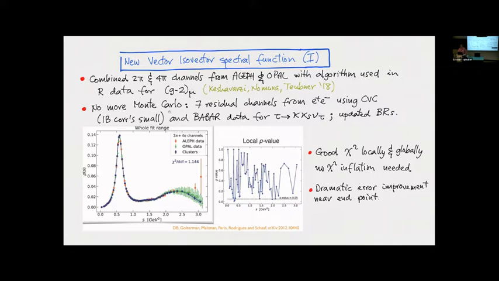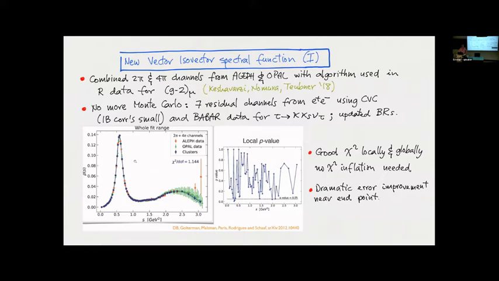So the 7 residual channels are going to be determined from E plus E minus using the conserved vector current. In the region where these residual channels lie, isospin breaking is very small because there are no narrow resonances. And we are also going to profit from some data from Babar on this particular channel, plus updates of all the branching ratios. So this is the result that we obtain. The red points are the original Aleph data, the green points are the original Opal data, and the blue points are the result of all these analyses.